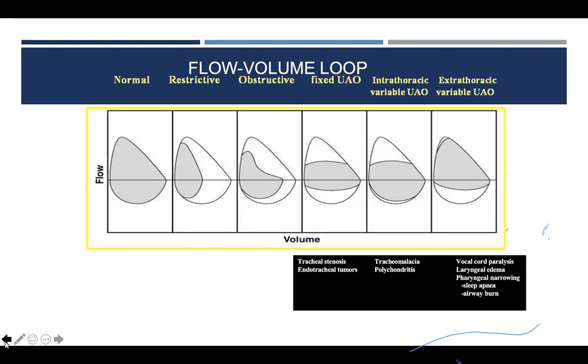And as you've already shown all these before, I would like to highlight the changes in the inspiratory flow rates. In case of any upper airway involvement, there is a decrease in the inspiratory flow rates. As you can see in these three diagrams, there is obstruction near the upper airway, so in all these three cases, the inspiratory limb is slightly diminished.